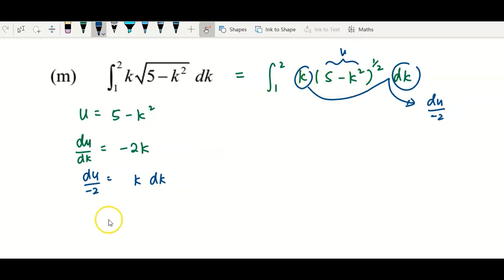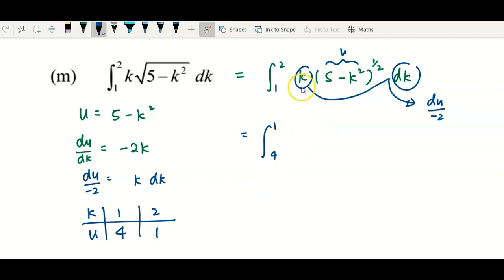Alright, then the limit. Originally, the k limit is 1 to 2. Now we need to get the u limit. So substitute the 1 inside here, you get 5 minus 1, you get 4. Substitute 2 inside here, you get 5 minus 4, you get 1. So the lower limit now is 4, upper limit is 1. It's okay if this lower limit is greater than the upper limit, no problem. You just need to stick to the location. This will be the lower limit and this will be the upper limit. Don't go and reverse or change it.